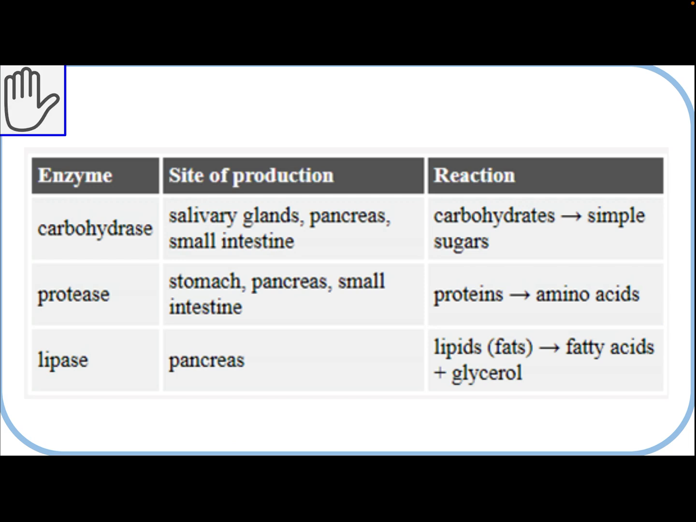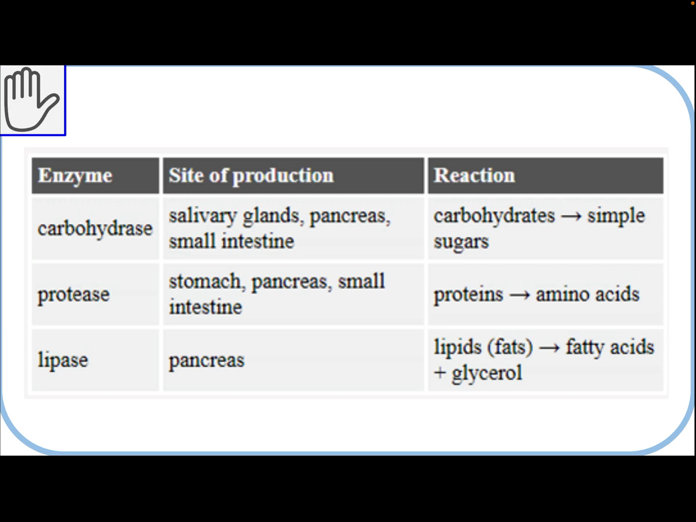What type of molecule is broken down into amino acids? Proteins are broken down into amino acids. What are the products of lipid digestion? The products of lipid digestion are glycerol and fatty acids. In which organs are proteases produced? The stomach, pancreas, and small intestines.